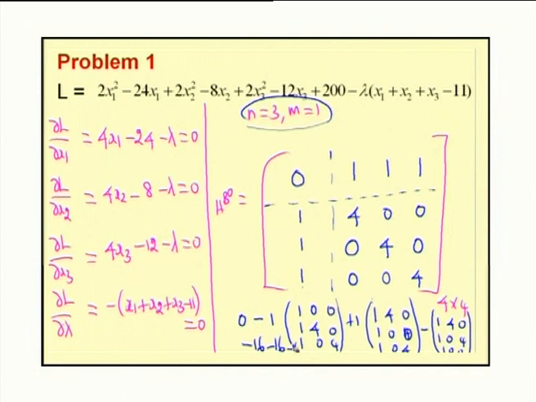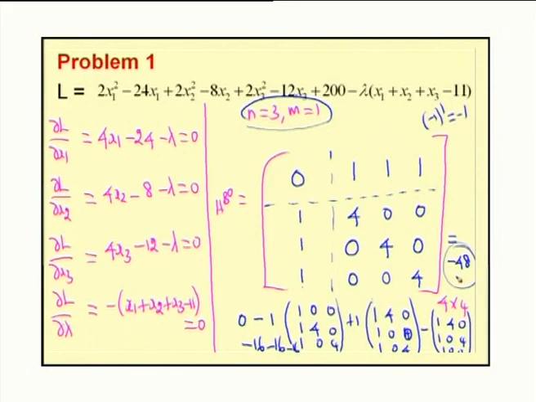Therefore, the determinant value of HB naught is minus 48. Here the m value is 1, therefore, minus 1 power 1 is negative sign, minus 1. So, since the determinant value of the border Hessian matrix is negative, which gives the sufficient condition, the given NLPP has minimum z, with the value of x1 equal to 6, x2 equal to 2 and x3 equal to 6, we get the minimum value of z.